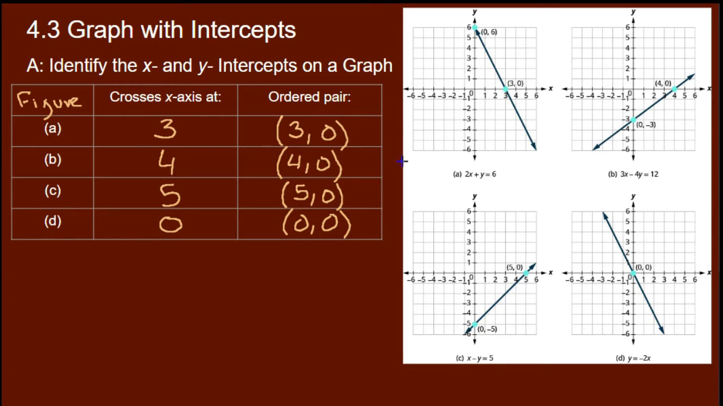What do you notice? What pattern do you notice here? I hope you notice that in all of these, the y coordinate is 0. That's going to be important when we formalize our definitions here.